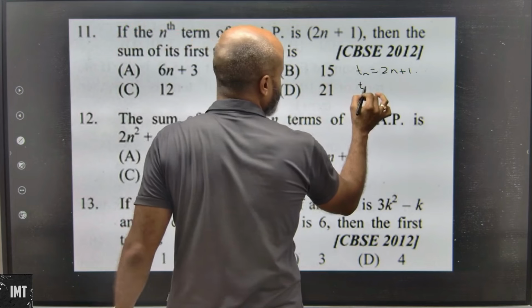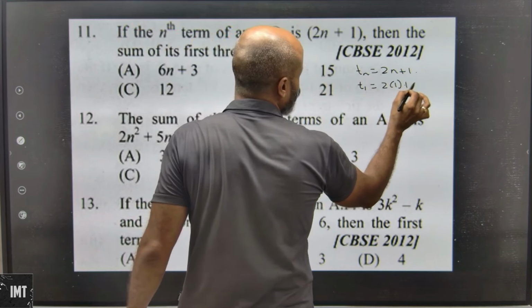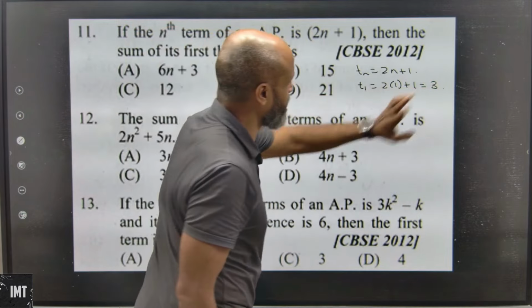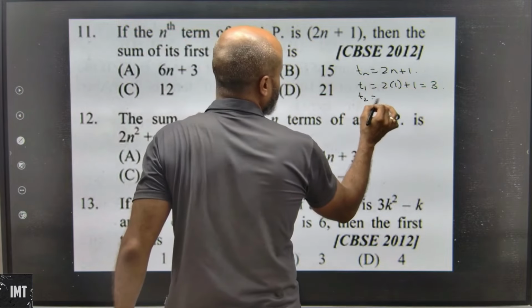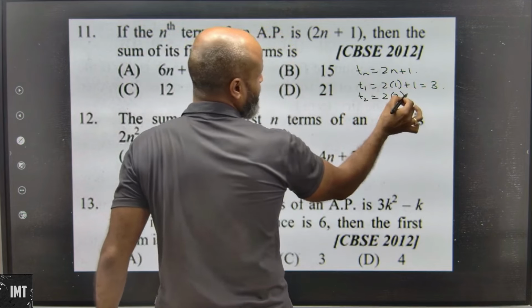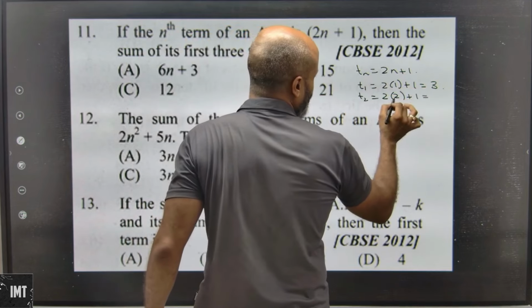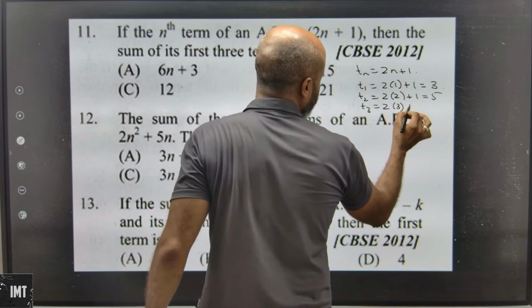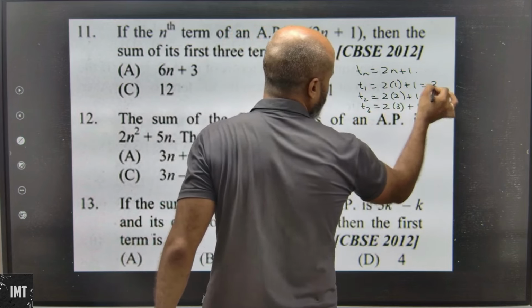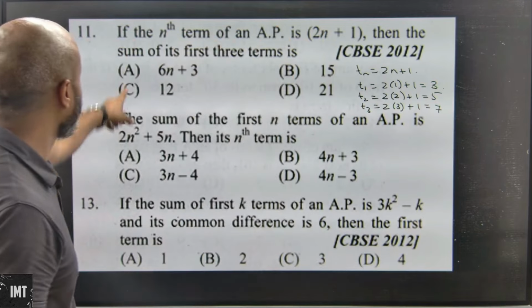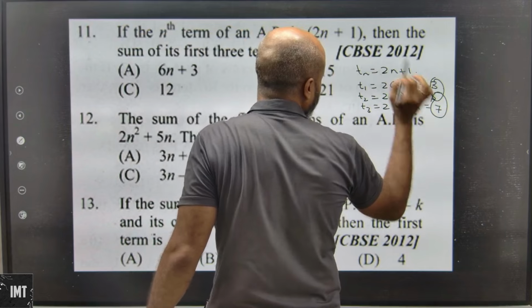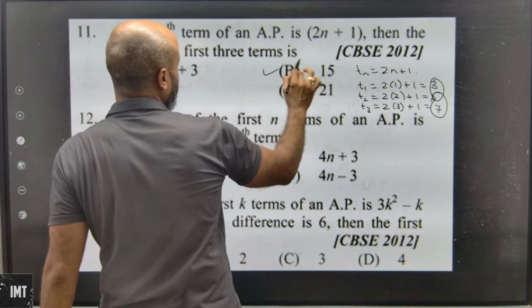So what will be the first term? Obviously 2 into 1 plus 1, so this is 3. What will be the second term? 2 into 2, put the value of n there, plus 1. So this will be 5. What is the third term? 2 into 3 plus 1, that is 7. Obviously 3, 5 and 7 are in AP. So the sum of its first three terms will be 3 plus 5, 8, 8 plus 7, 15. So this is going to be 15.